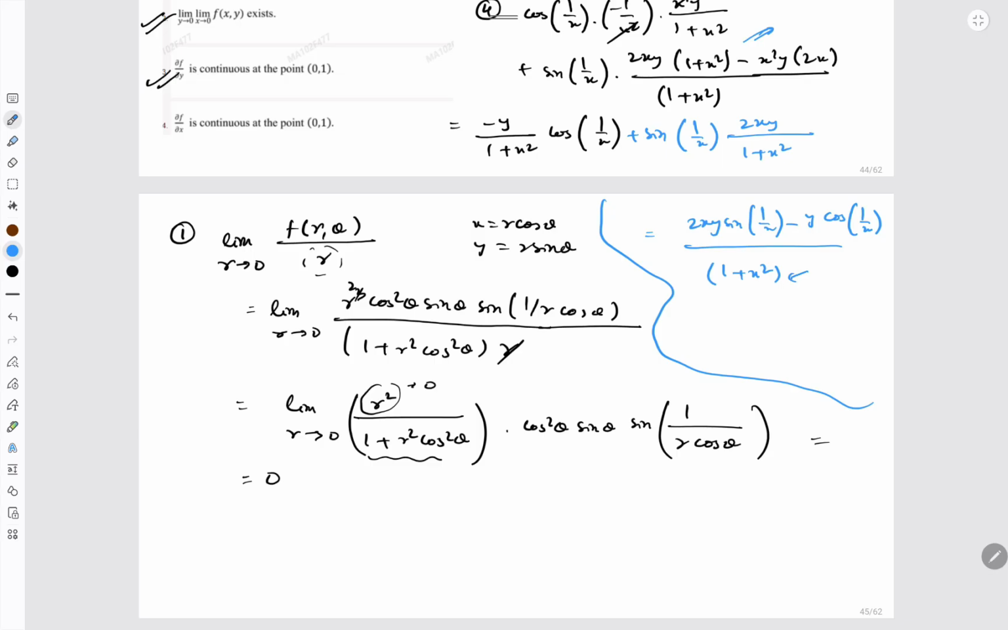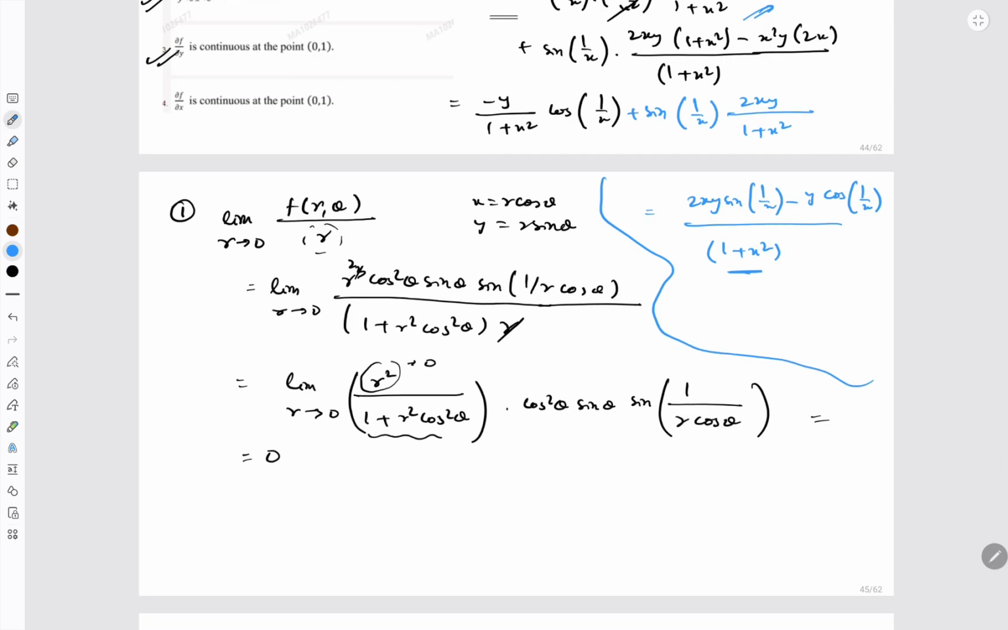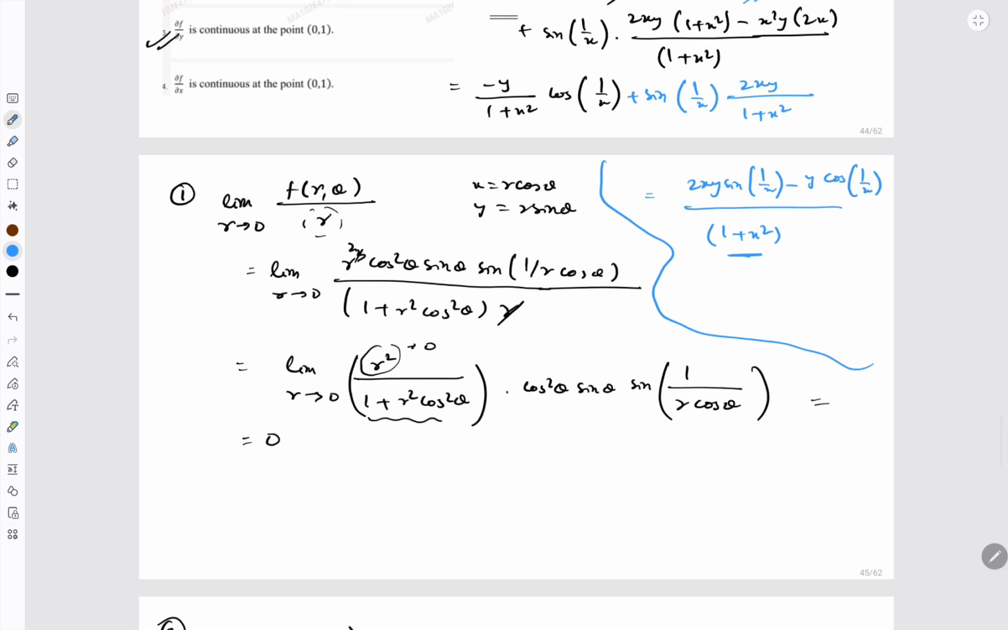I know that this is continuous at 0 comma 1. At 0 comma 1 means it is depending on x only. So at 0, this parabolic function we know is continuous. We only need to worry about the upper function. So at 0 comma 1, let us find the value. So 2 into 0 into 1 into sine infinity, minus y is 1 and cos 1 by 0, cos infinity. So 2 into 0 into 1 becomes 0, because this was 0, right?